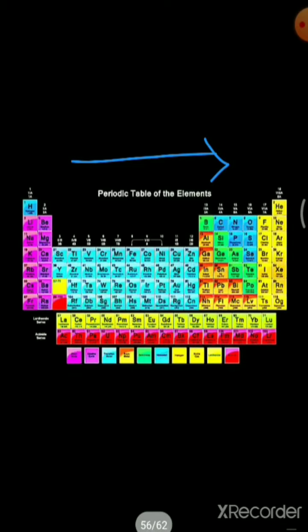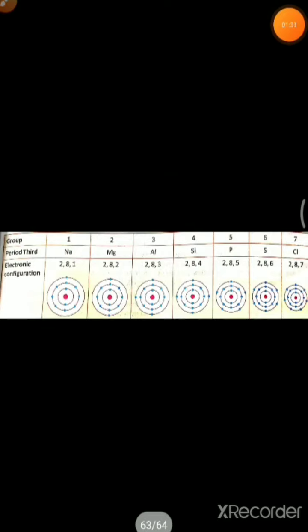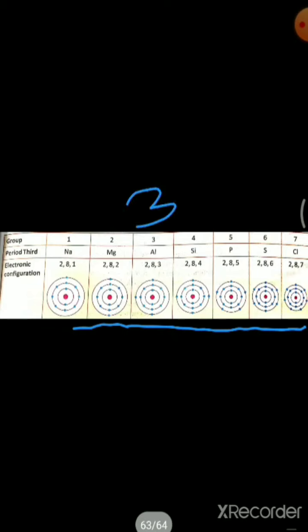Protons are being added to the nucleus. While moving down a group in the periodic table, the number of electrons and filled electron shells increases. Wait, I will show you in the diagram. Look here, students, this is your third period. You can see the valence electrons increase in each step, but the number of shells remains the same, that is 3.